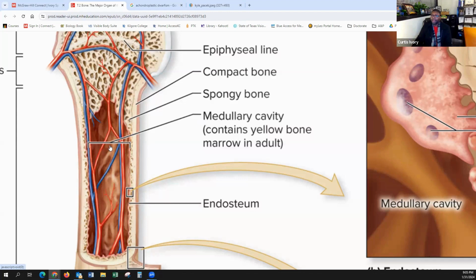Ergo the name yellow bone marrow, which over time, as we get older, our bones actually just fill up with fat. So essentially, once we get to a certain age, we're literally just bags of fat walking around, essentially.